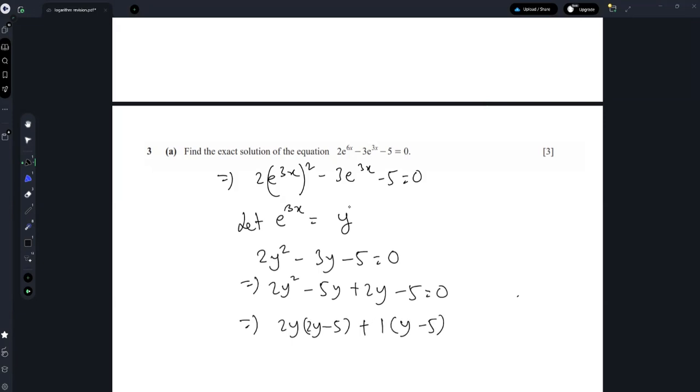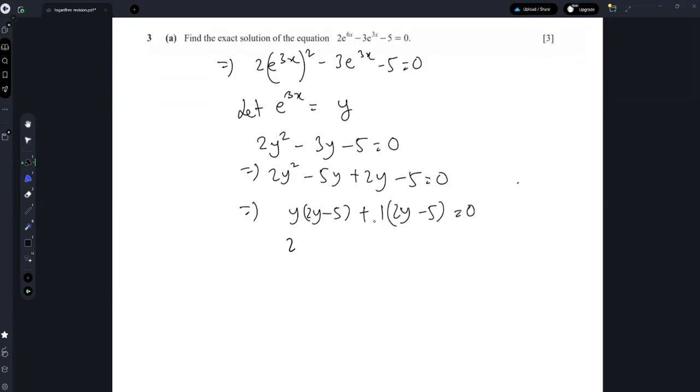Actually, not 2y, it's actually going to be just y times (2y minus 5). And here we get 1, 2y minus 5 equals 0. So we get (2y minus 5)(y plus 1) equal to 0. From there, we get y equals 5 by 2, y equals minus 1. Now, here's a problem. I need to find out x, not y. So from this earlier expression, you have to equate y with that here to get this thing or this thing.